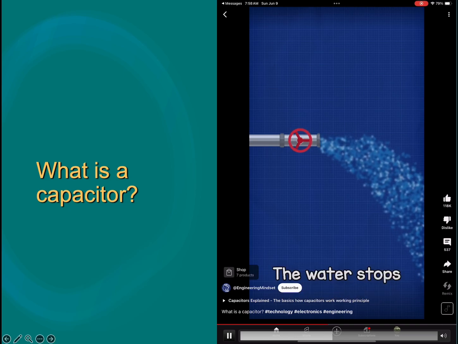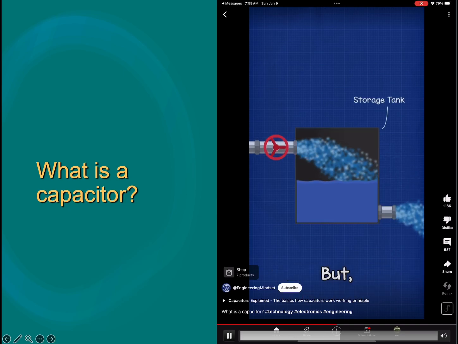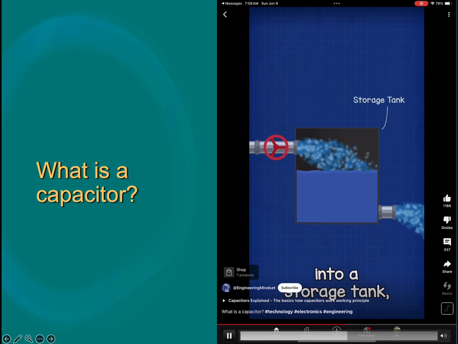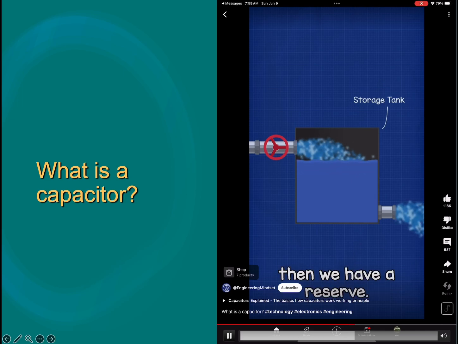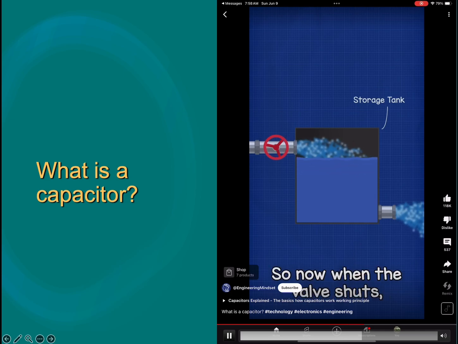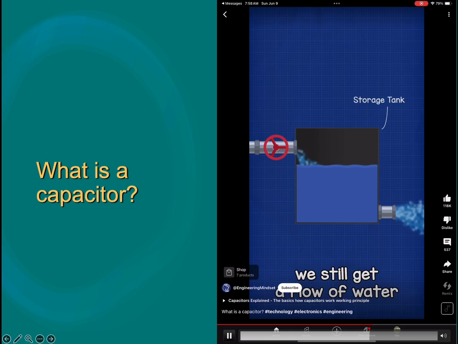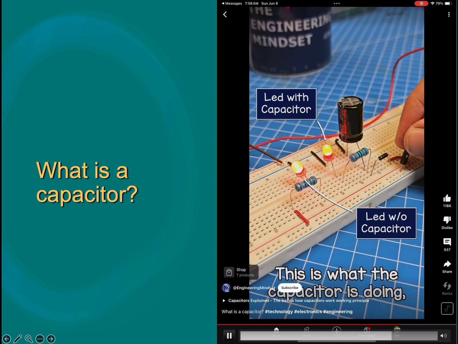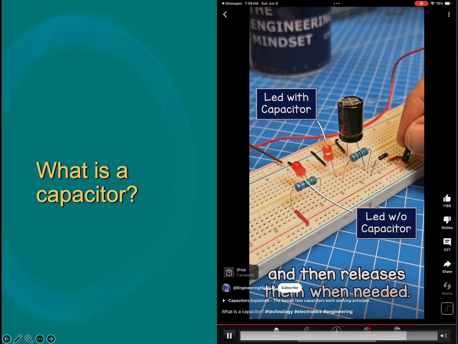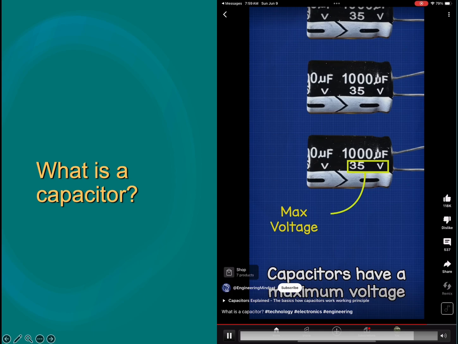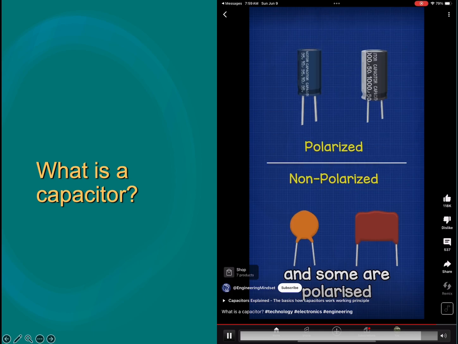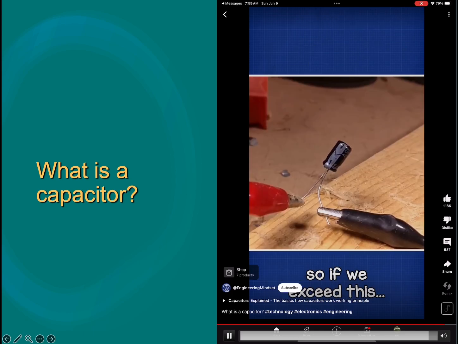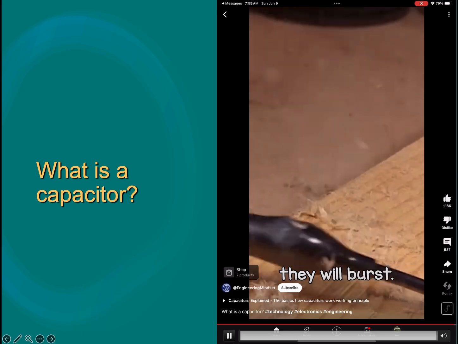The water stops when we shut the valve, but if we let the water first flow into a storage tank, then we have a reserve. So now when the valve shuts, we still get a flow of water out of the pipe for a short duration. This is what the capacitor is doing. It stores electrons and then releases them when they are needed. But capacitors have a maximum voltage and some are polarized. So if we exceed this, they will burst.